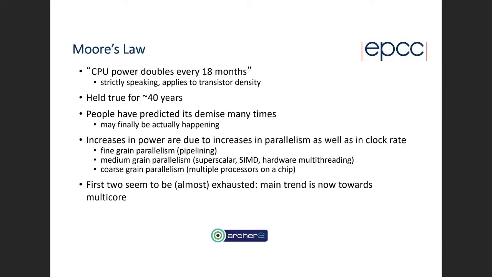You'll all be, no doubt, very well aware of Moore's law, that informally says that CPU power doubles every 18 months. Strictly speaking, that applies to transistor density. It held true for at least 40 years, which is quite remarkable if you think about it for a bit longer. People have predicted its demise many times, but now it seems that is actually happening. This doubling every 18 months is starting to slow down.